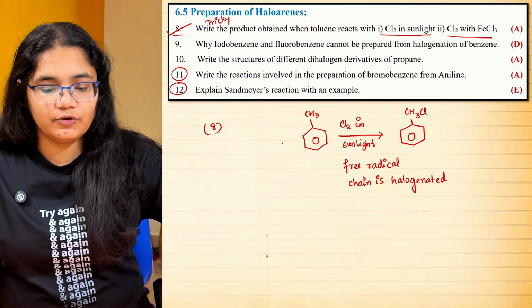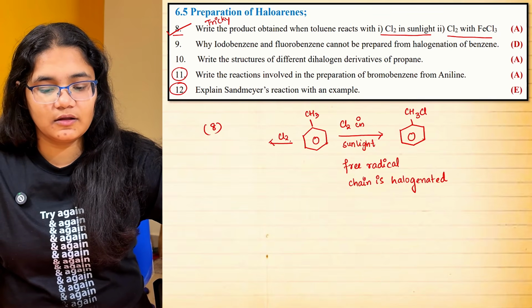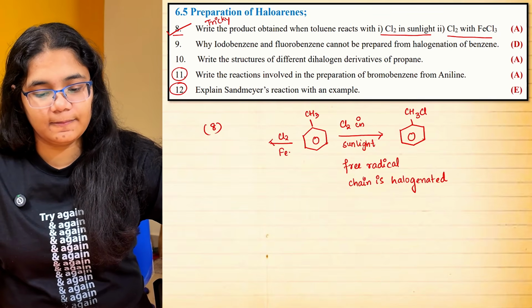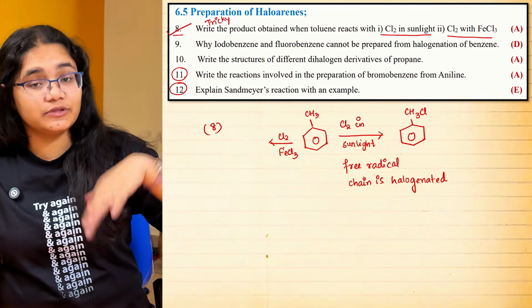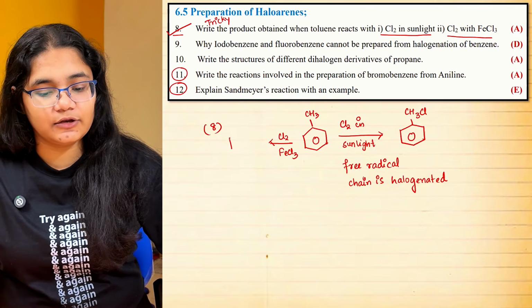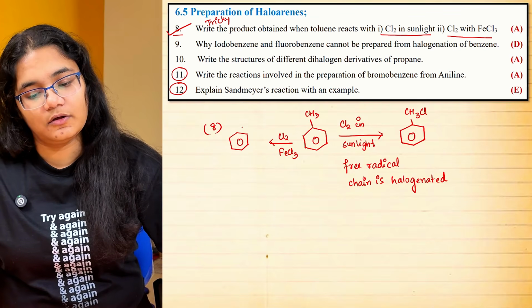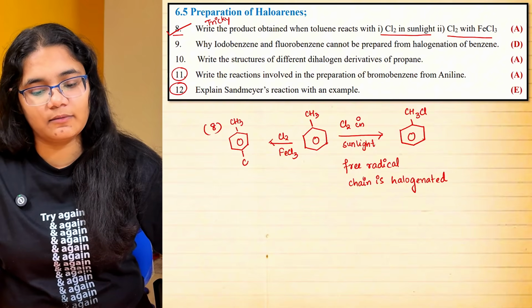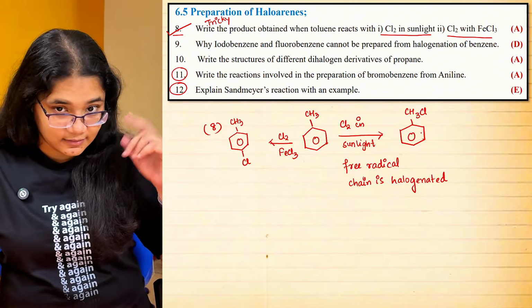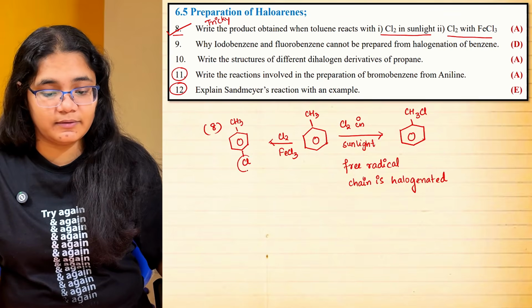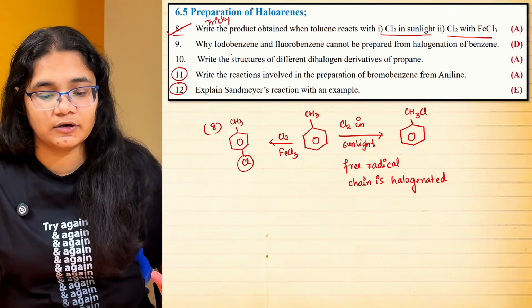Now if you use chlorine with FeCl3, the chlorine will be attached to the ring, and you will have the CH3 group and you will get ortho and para products, but yes, para is the major product. So in sunlight you get chlorination in the side chain, and here the chlorine will be attached to the ring. This is a very important question.